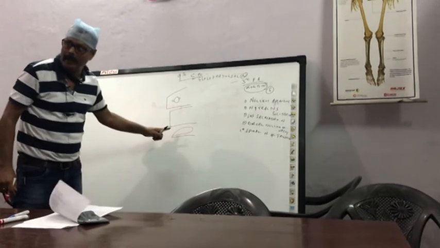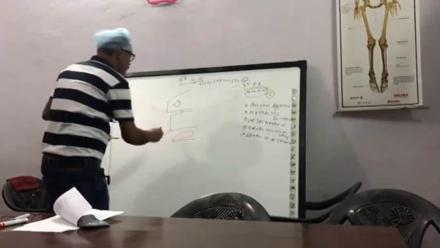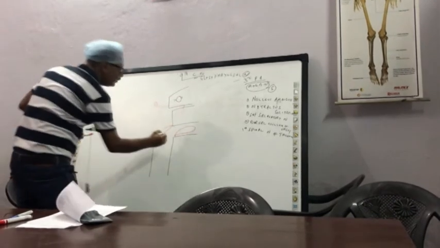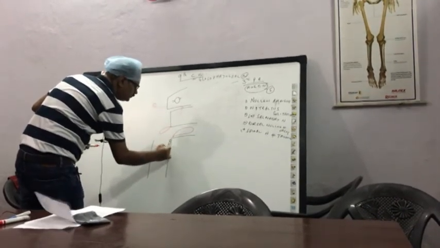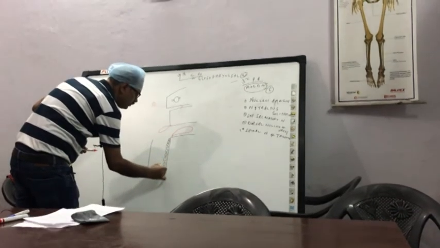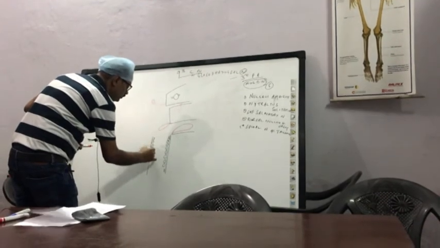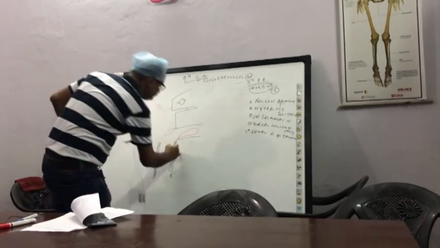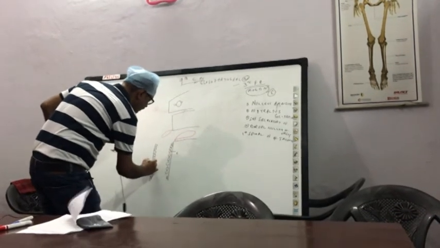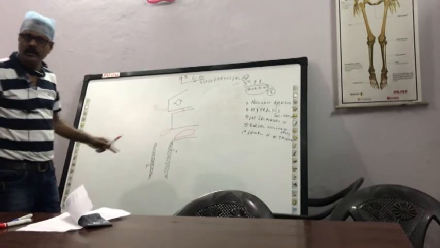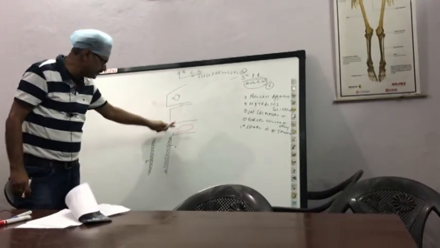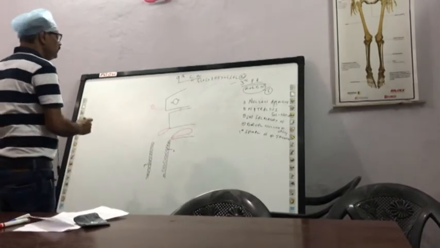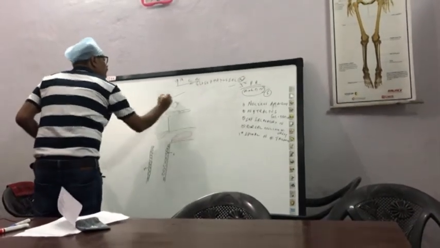We have the soft palate present over here, and we have our tube like this, and the larynx over here, and the pharynx over here. Anteriorly we have got the larynx, and posteriorly we have got the pharynx. So this is the orbit, this is the maxilla, we have a tongue over here, and the larynx and the pharynx over here. Clear?